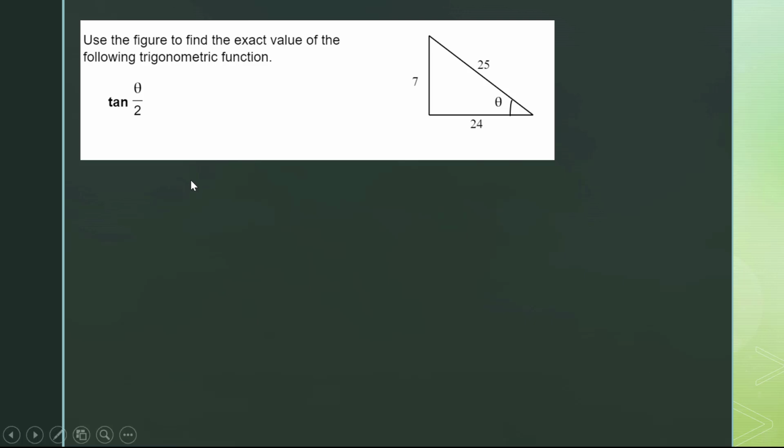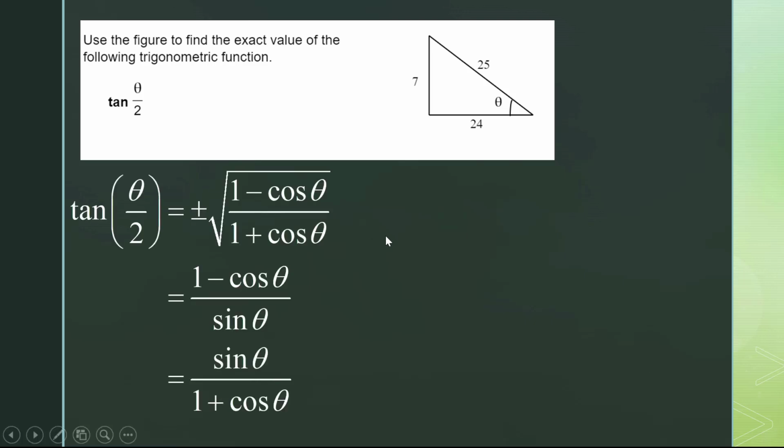So there are three formulas for tangent of theta over 2. And, besides matter of preference, you might choose the formulas based on the information that you're given. But you could use any one of these three formulas, and I'll show you how to do two of them, and I'll show you that they'll give you the same answer.